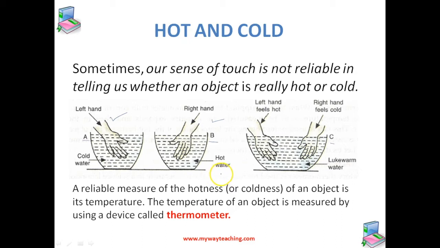But at the same time, to the right hand, which we had already dipped in hot water, this lukewarm water appears to be cold. This, however, is impossible because the same water cannot be hot as well as cold at the same time. So our sense of touch is misinforming us here, isn't it? Here the same water is hot for one hand and cold for the other hand. What's at play in this? It's our sense of touch.